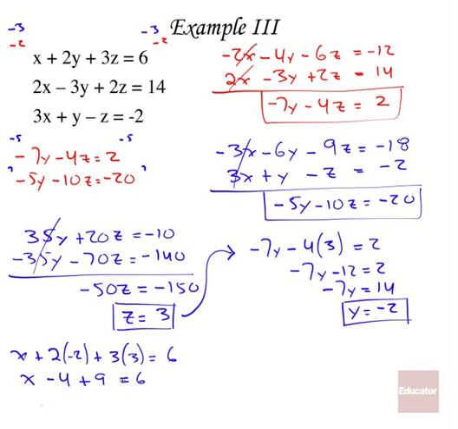Erase these so you guys aren't bothered. Okay, x minus 4, what is minus 4 plus 9? That's 5, right? x plus 5 equals 6. We get x equals 1. And there you have it. You have x equals 1, y equals minus 2, z equals 3. Three equations, three unknowns, and we have one solution.